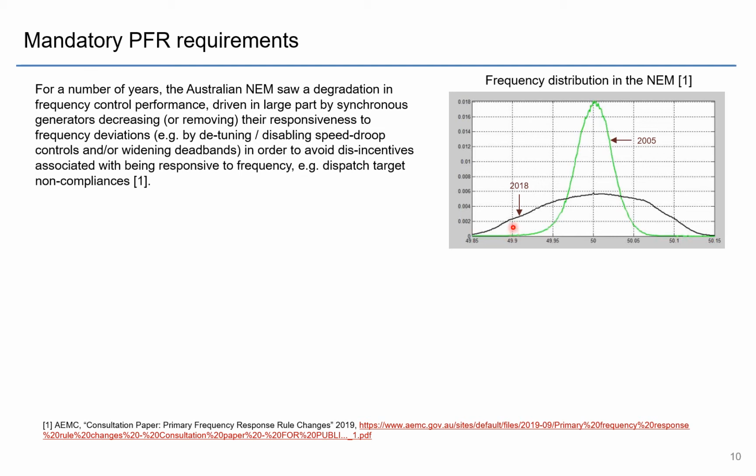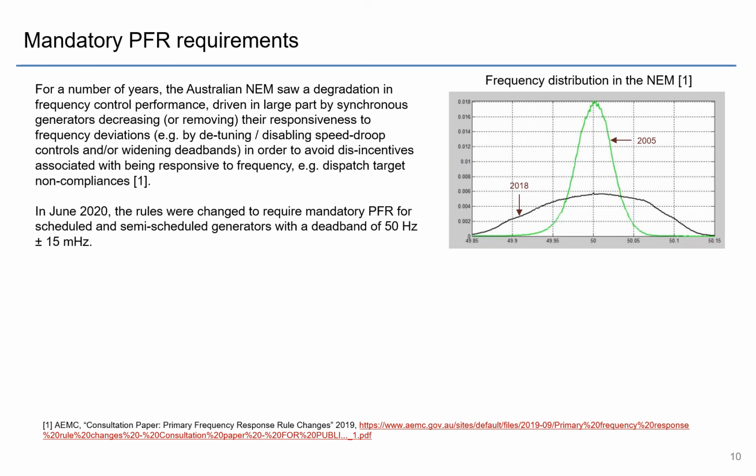This was largely driven by synchronous generators detuning or disabling their speed droop controls and/or widening their deadbands. So they were really not very responsive to frequency deviations unless they were participating in the frequency control ancillary services market, so they were actually getting paid to do it. And this was partly to do with avoiding disincentives associated with being responsive to frequency, namely dispatch target non-compliances.